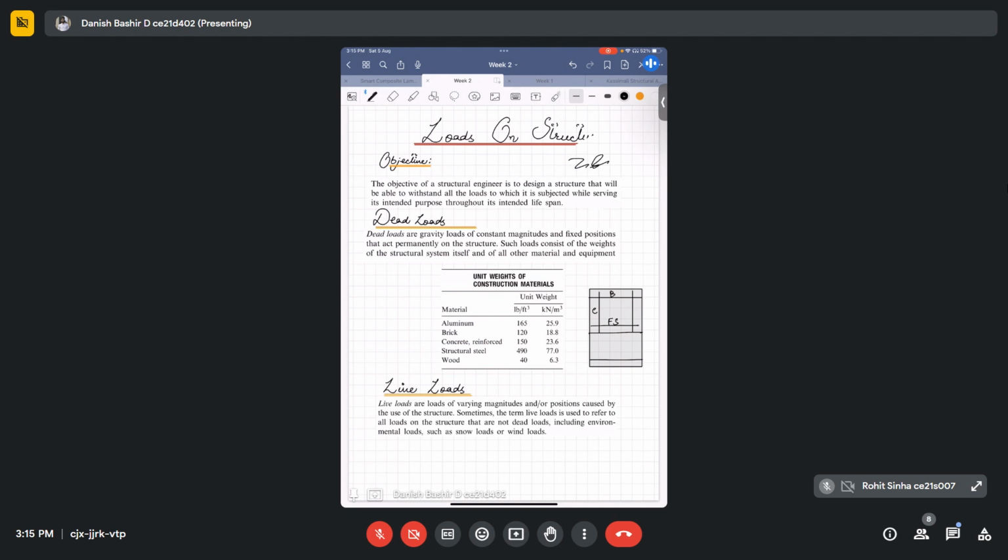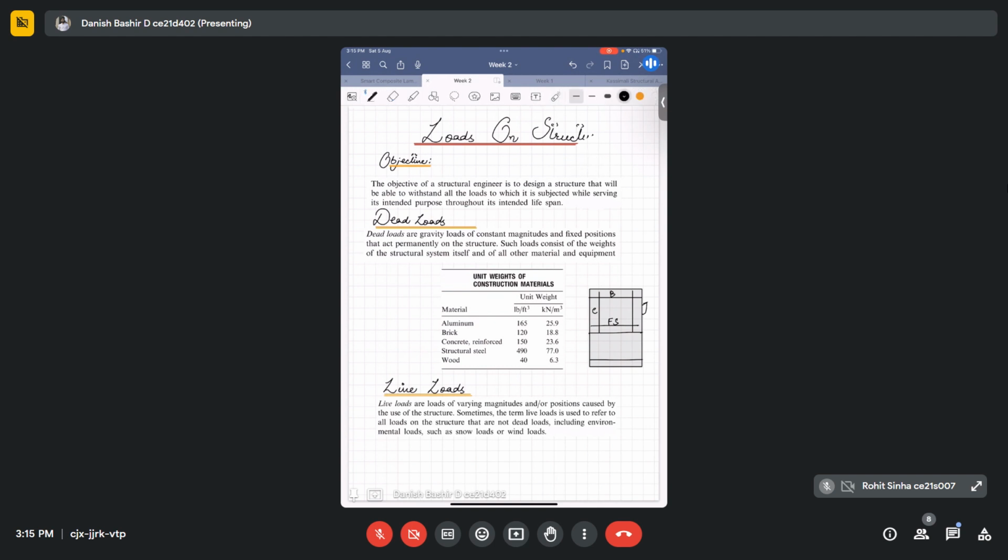All the other things, maybe non-structural members, like other things attached to our building, but those things should be permanently attached to it. The self weight of those things also constitutes the dead load of a structure. There are different IS codes that give us the dead loads of different structures.